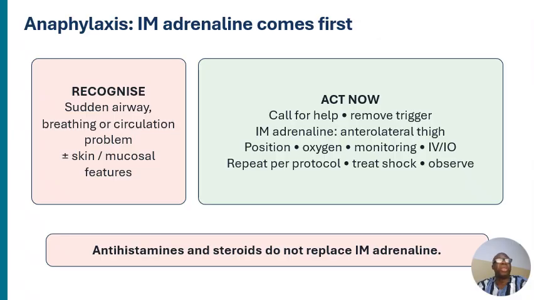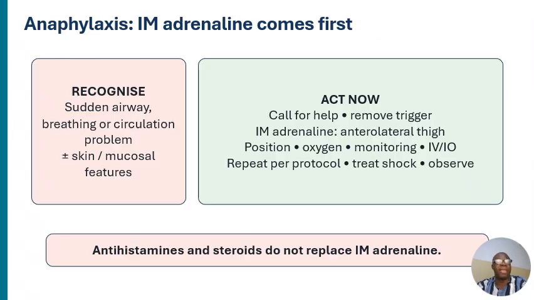Provide oxygen. Monitor, get intravenous access and administer fluid. Repeat adrenaline as the protocol directs and give fluid if shock is present. Observe for recurrence or a biphasic reaction. Antihistamines and corticosteroids may be supportive in their roles, but they do not replace the intramuscular adrenaline, which should come first. In examination, the first drug you mention should be intramuscular adrenaline, not hydrocortisone or chlorpheniramine.